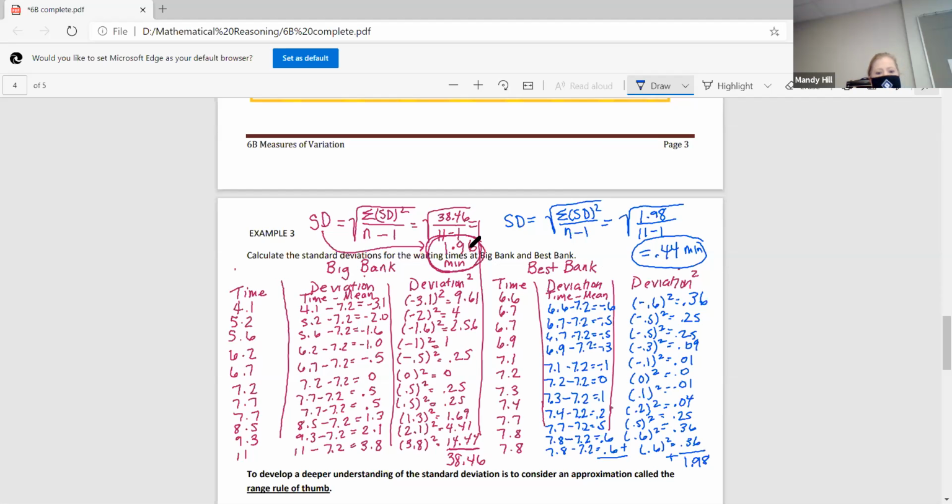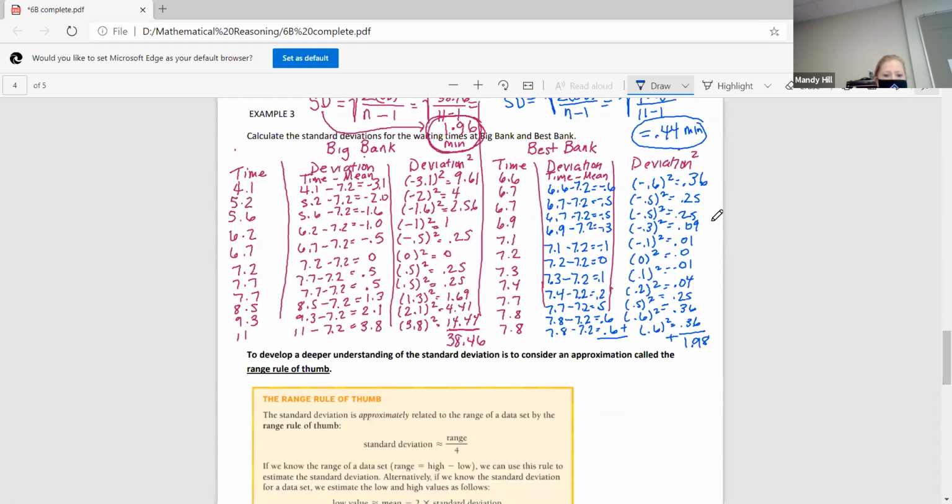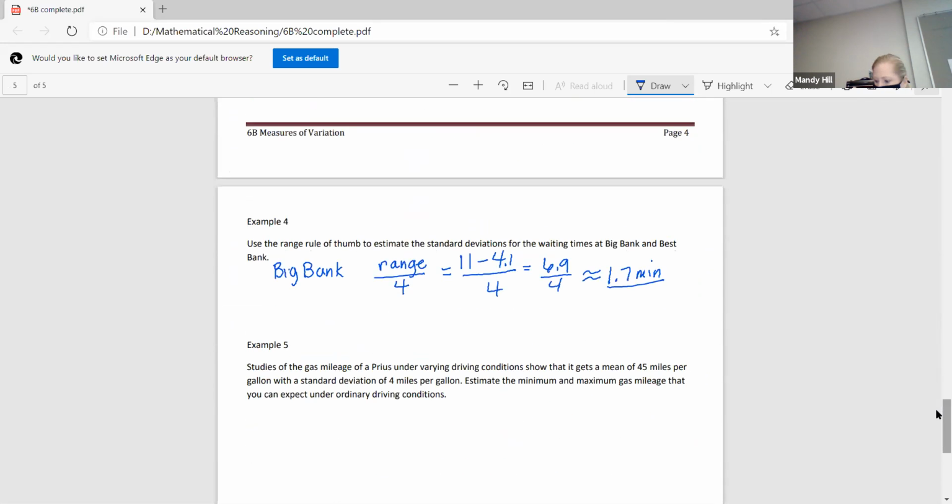So again, that took me like 2 seconds to come up with though. This rule of thumb is not perfect, but it will give you probably a good estimate, okay? So if we look at the same thing for Best Bank, their lowest value is 6.6, their highest value is 7.8. I need that to do the range rule of thumb.